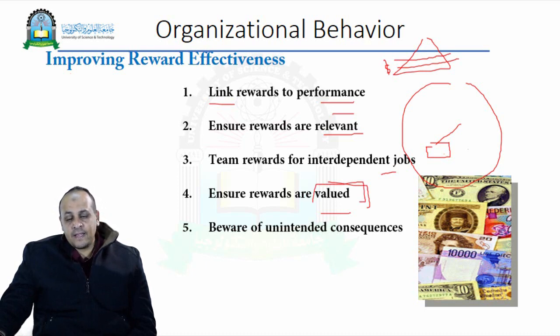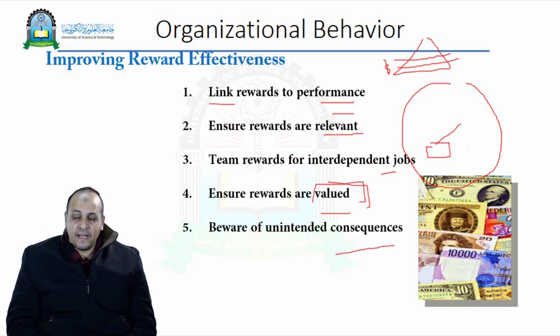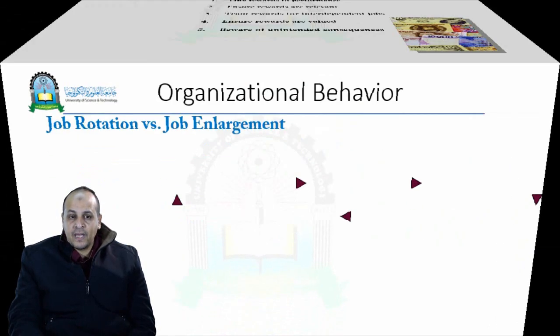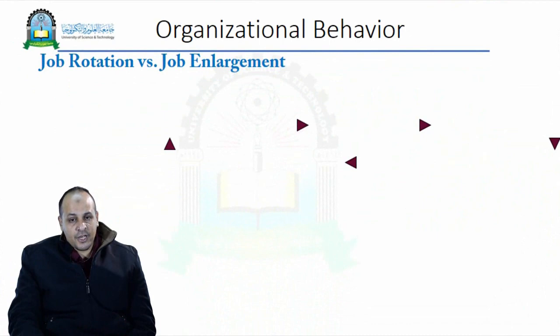Beware of unintended consequences. أيضا يجب الانتباه للعواقب الغير مخطط لها، وهي ربط الحافز بالأداء على المدى البعيد. فطبعا تكون التكلفة على المدى البعيد على شركة كبيرة جدا. و this is one way that companies really may indirectly affect the entrepreneurship or the entrepreneurial spirit or entrepreneurial decision making process. Now we have job rotation and job enlargement.